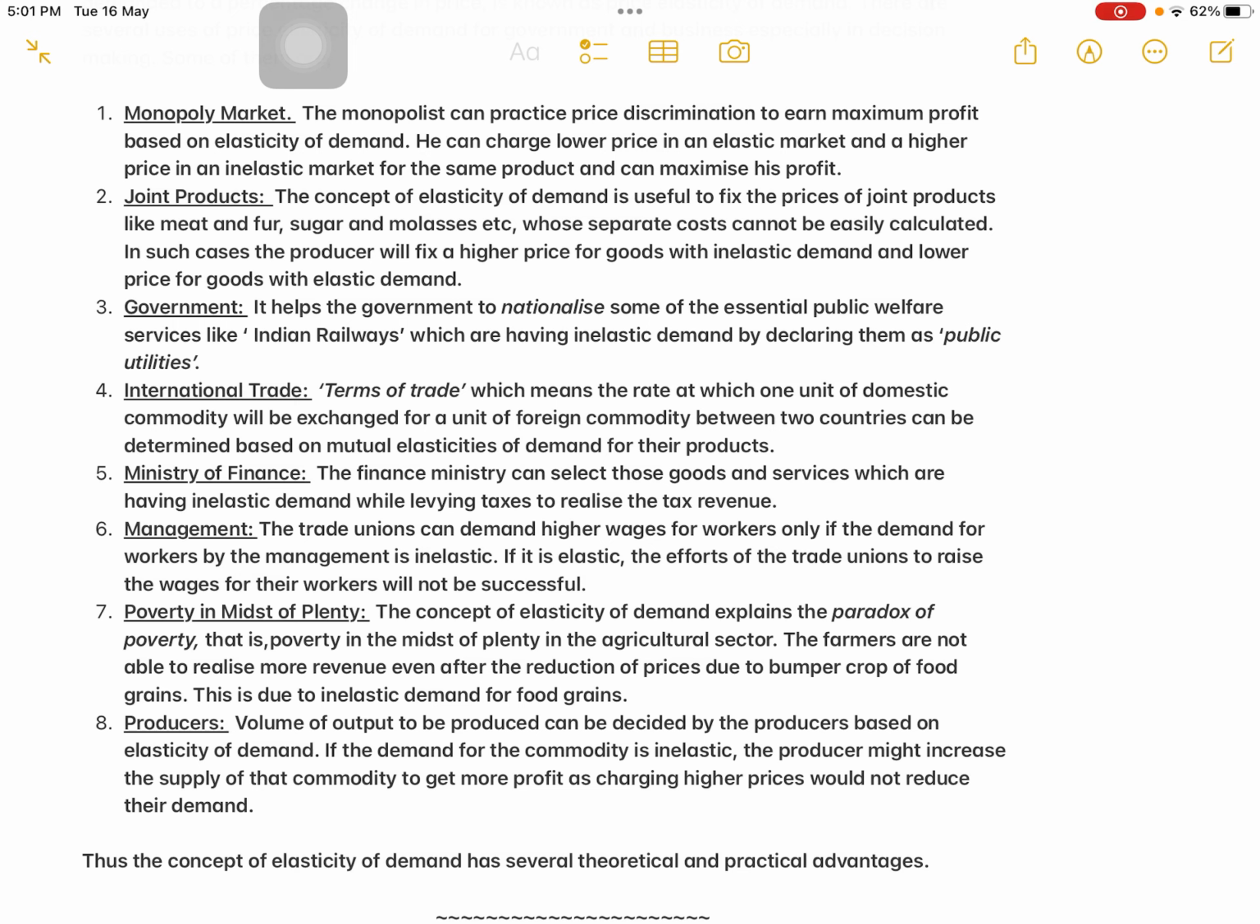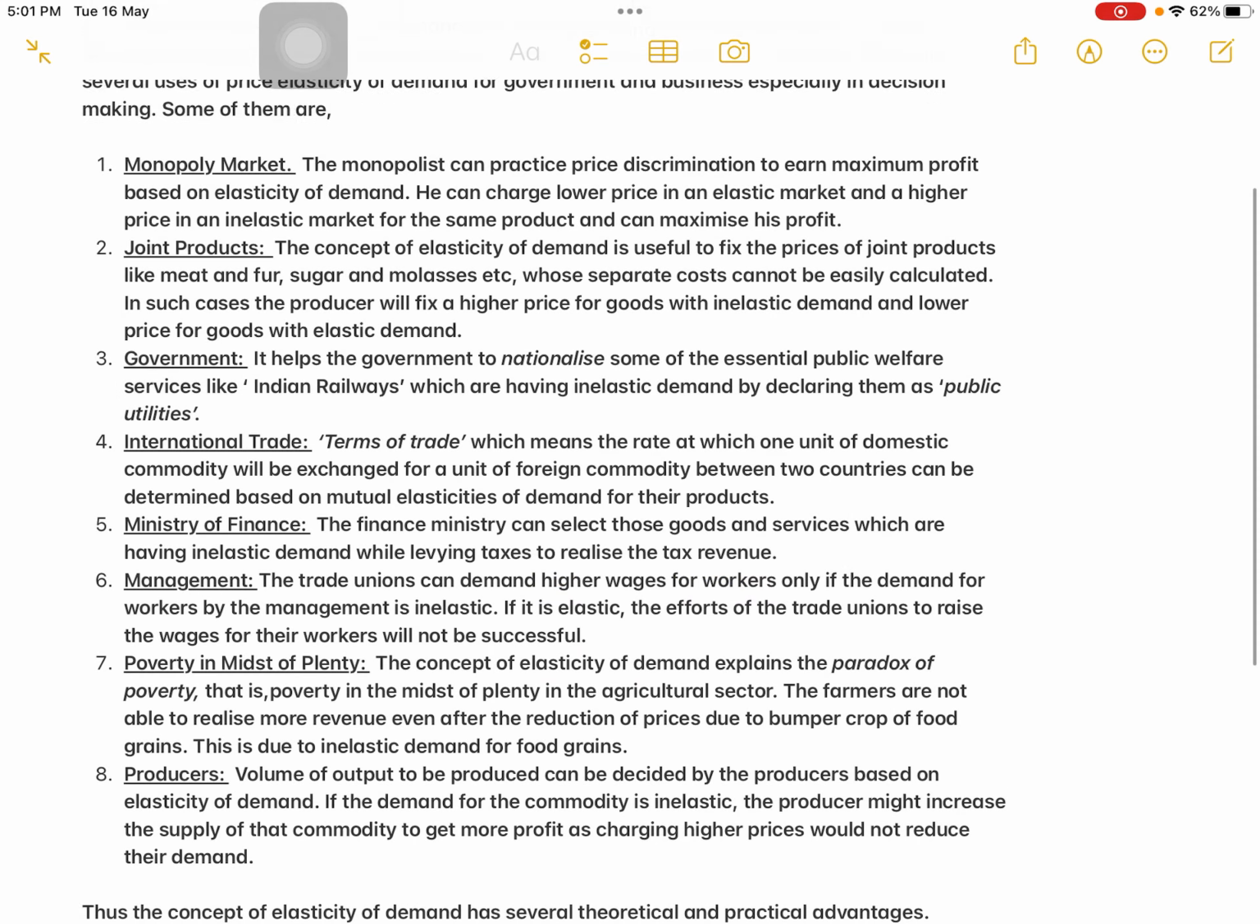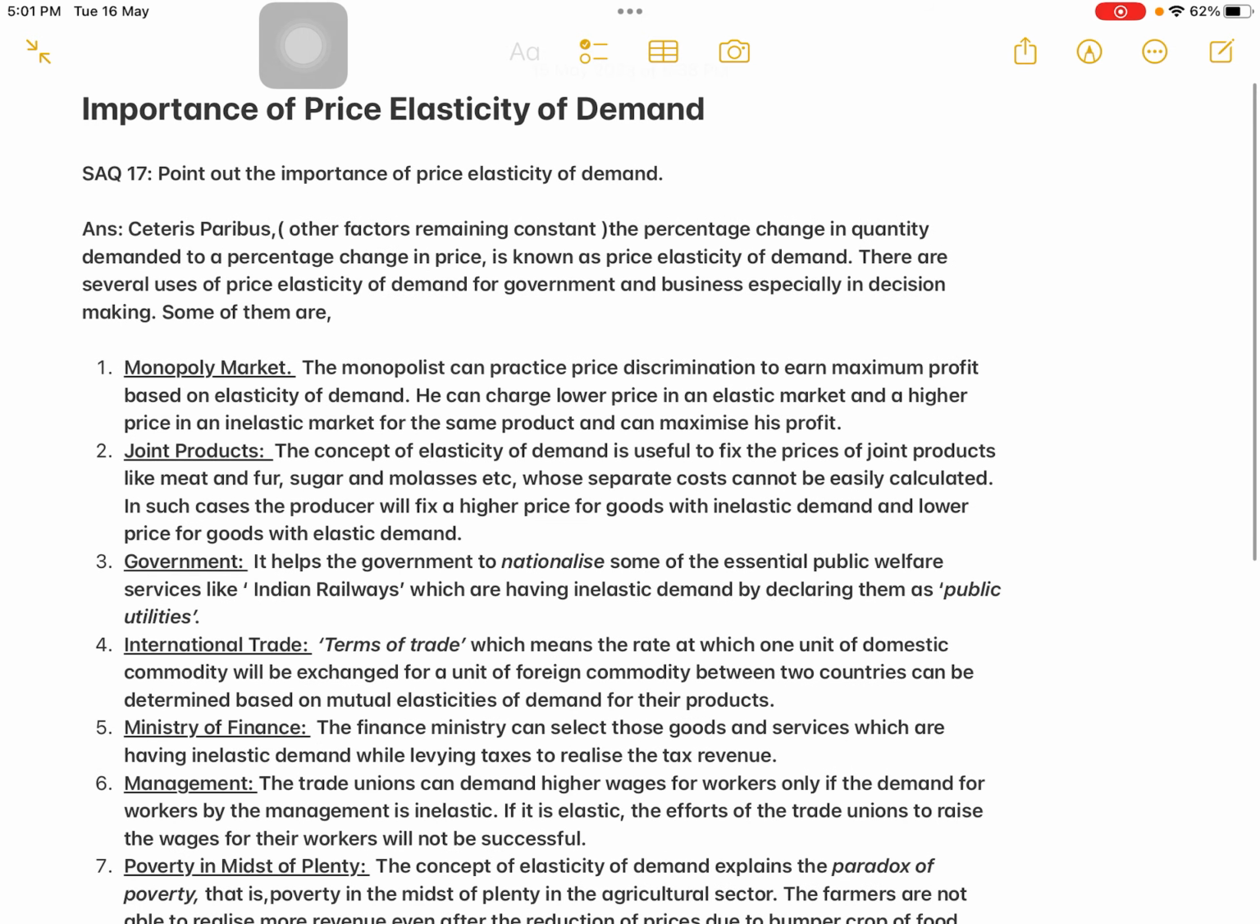Finally, eighth one, producers. The volume of output to be produced can be decided by the producers based on elasticity of demand. If the demand for the commodity is inelastic, that is good, why I explained to you, isn't it? The producer might increase the supply of that commodity instead of good X to get more profit, as charging higher prices would not reduce their demand. So thus you can see the concept of elasticity of demand has several theoretical and practical advantages. Hope you have understood the concept.